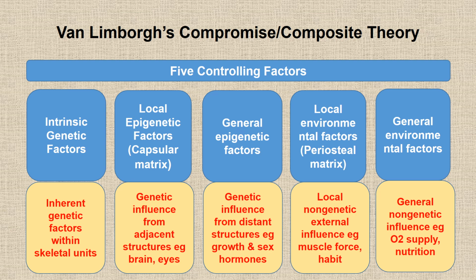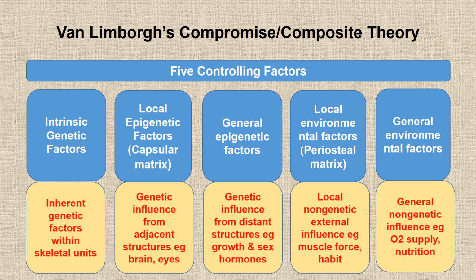One is the intrinsic genetic factors. These are the factors that are resident within the skeletal units. You have the local epigenetic factors, called the capsular matrix. Now, these are genetic influences from adjacent structures, for example, the brain and eyes. The third one is the general epigenetic factors. These are genetic influences but coming from distant structures, for example, growth and sex hormones.